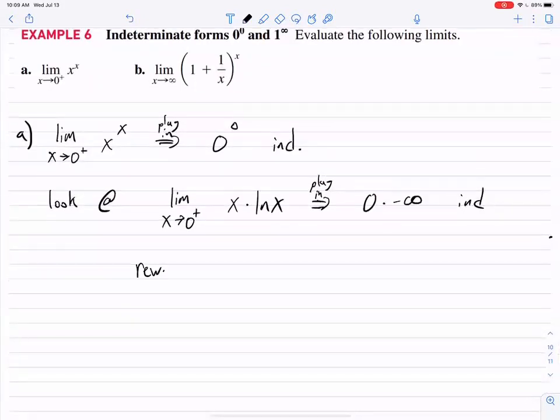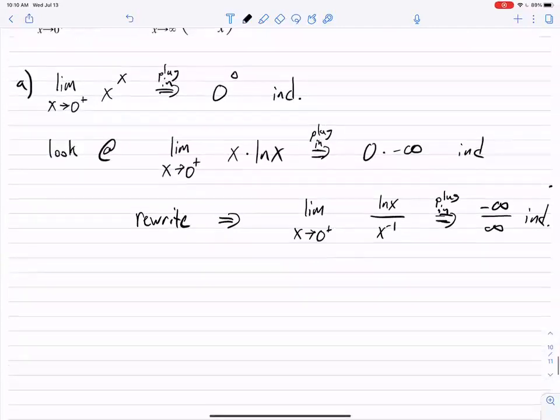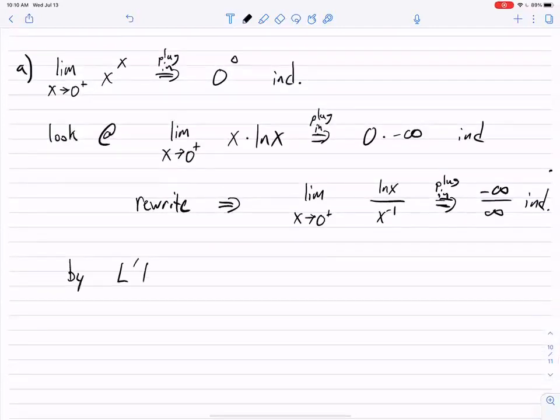So rewrite, and you get the following. It's the limit as x approaches 0 from the right of ln of x over x to the negative 1. Plugging in, that's negative infinity over infinity. And so that's an indeterminate form that we can use L'Hopital's rule on. So by L'Hopital's rule, that is equal to the limit as x approaches 0 from the right of 1 over x, and then negative x to the negative 2.